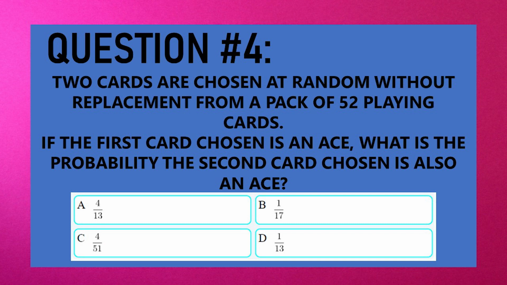Question number 4. Two cards are chosen at random without replacement from a pack of 52 playing cards. If the first card chosen is an ace, what is the probability the second card chosen is also an ace?